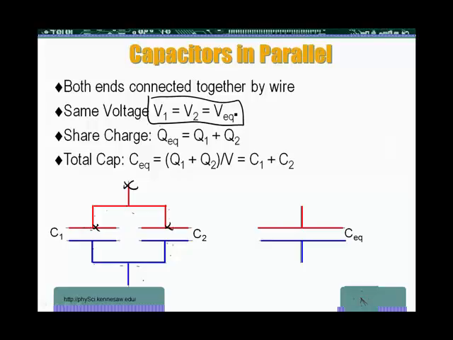Now, what about the charge? If I have charges coming in to charge the capacitor, some of them are going to come here, some of them are going to come here. That means that both of them together are going to have an amount of charge that's equal to Q1 plus Q2, the sum of charges.